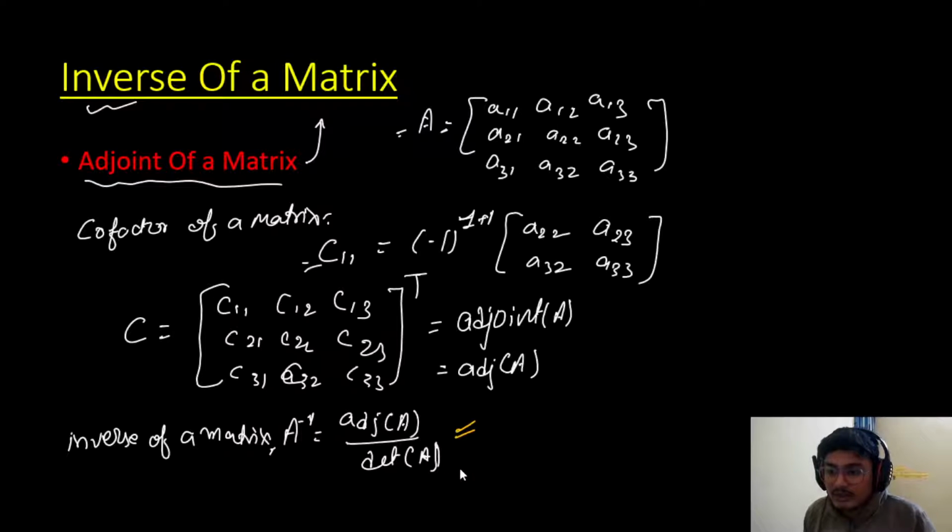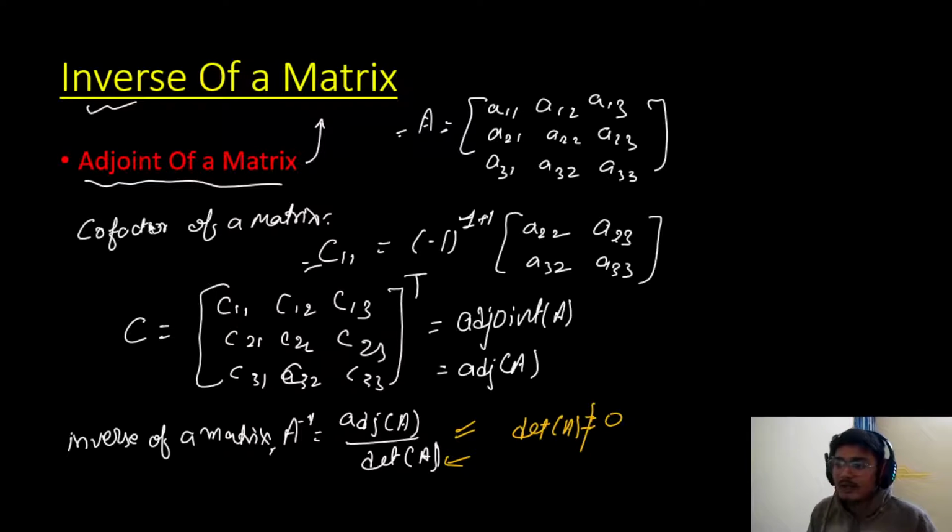Here you can see that determinant of A is in the denominator, so if determinant of A is 0, we will get this value as infinity. So the matrix will be invertible only and only if its determinant is not equal to 0. If determinant is not equal to 0, then only we can find the inverse of that matrix.